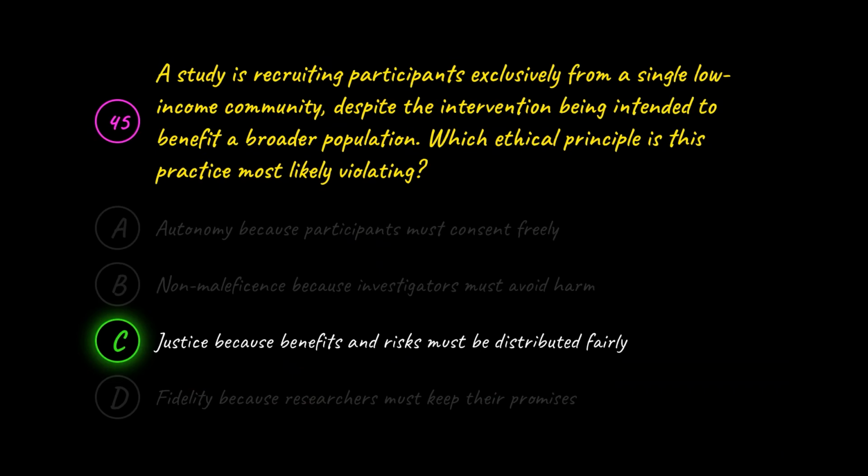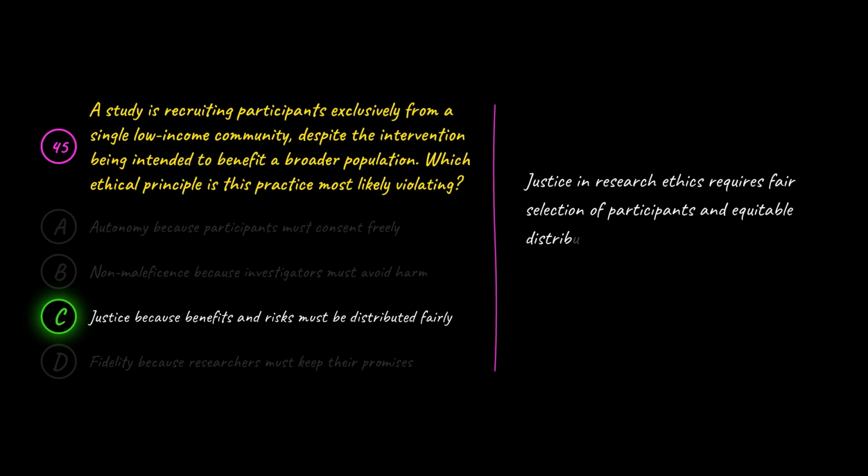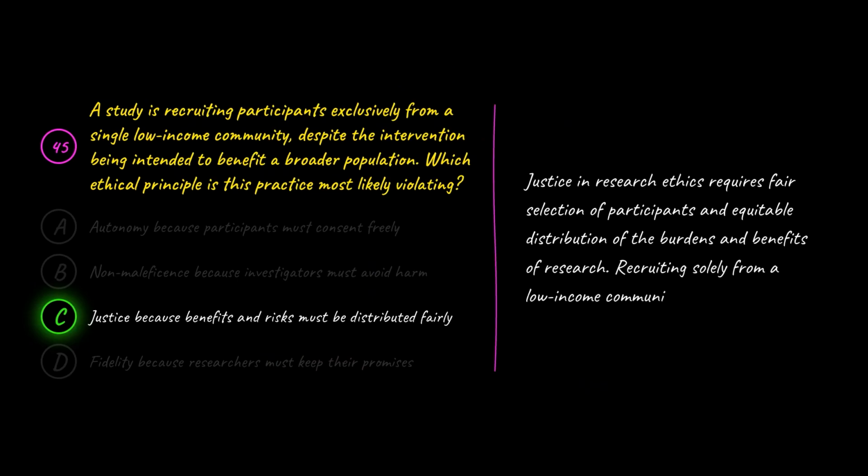The correct answer is C. Justice, because benefits and risks must be distributed fairly. C is correct because justice in research ethics requires fair selection of participants and equitable distribution of the burdens and benefits of research. Recruiting solely from a low-income community shifts the risk burden onto that population while spreading any benefit across a broader group. That uneven distribution is the core justice concern.